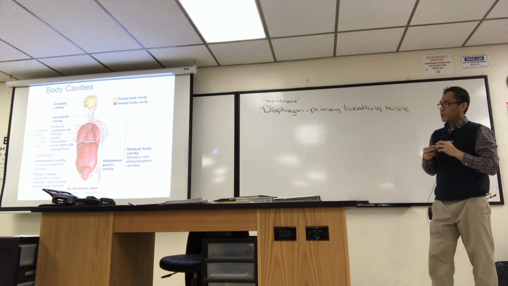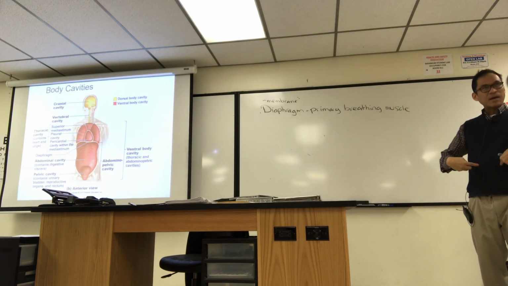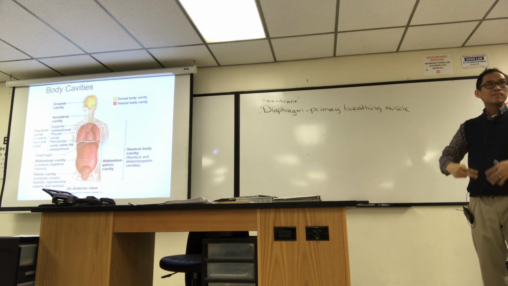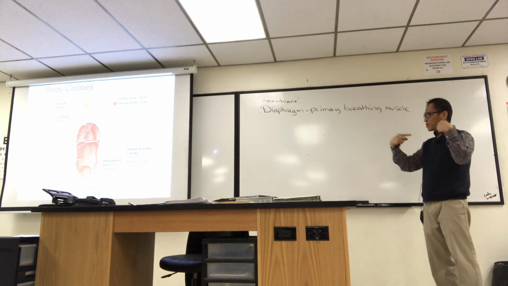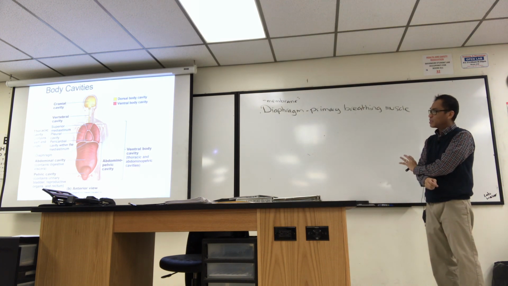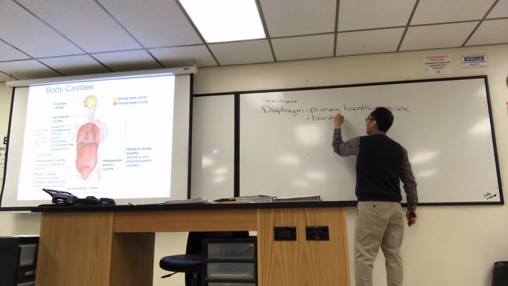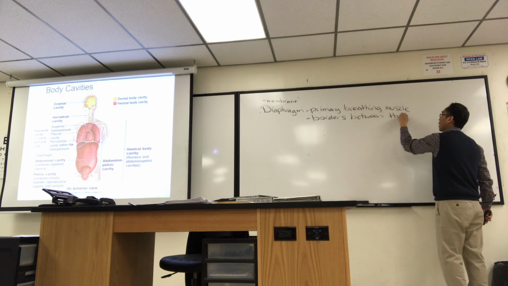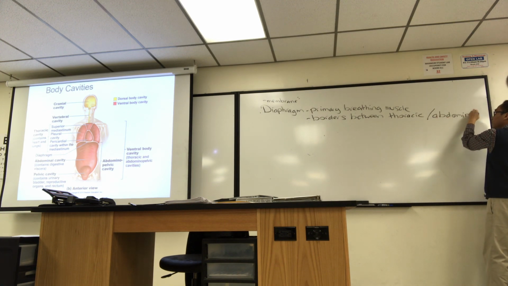When this muscle contracts, it flattens. You ever notice when you take a breath in, your stomach kind of sticks out? Because it's flattening and pushing all your guts out. But that flattening helps increase your thoracic volume so you can draw air into your lungs. And so that's its function. But we're more concerned in the body cavity lecture. It's the border between thoracic and abdominal cavities.